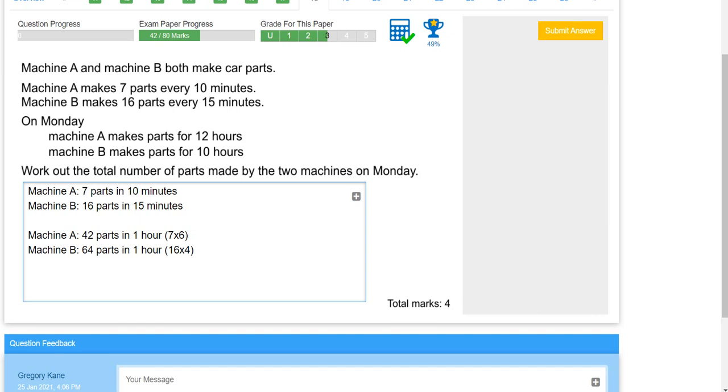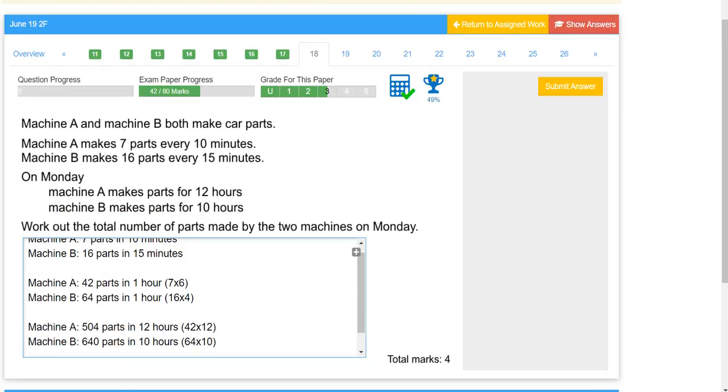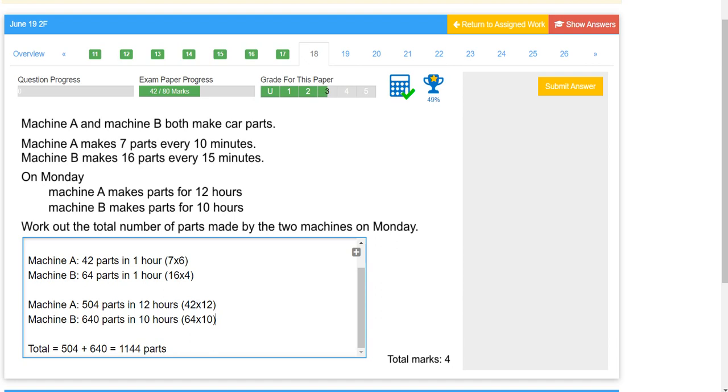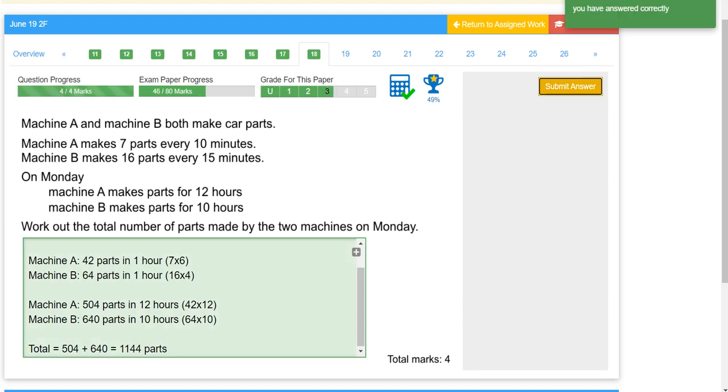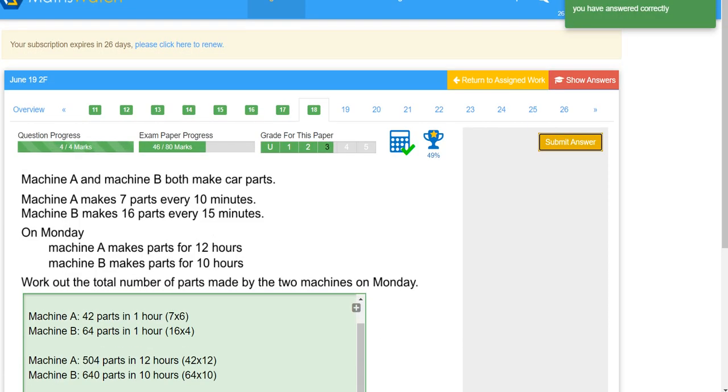And now I need to work out how much A makes in 12 hours and B in 10 hours. So there you can see I've worked out, we've got 12 lots of 42 to give me 504, 10 lots of 64 to give me 640, add all those together and I get 1,144 parts. And notice we're now getting very close towards a grade 4.